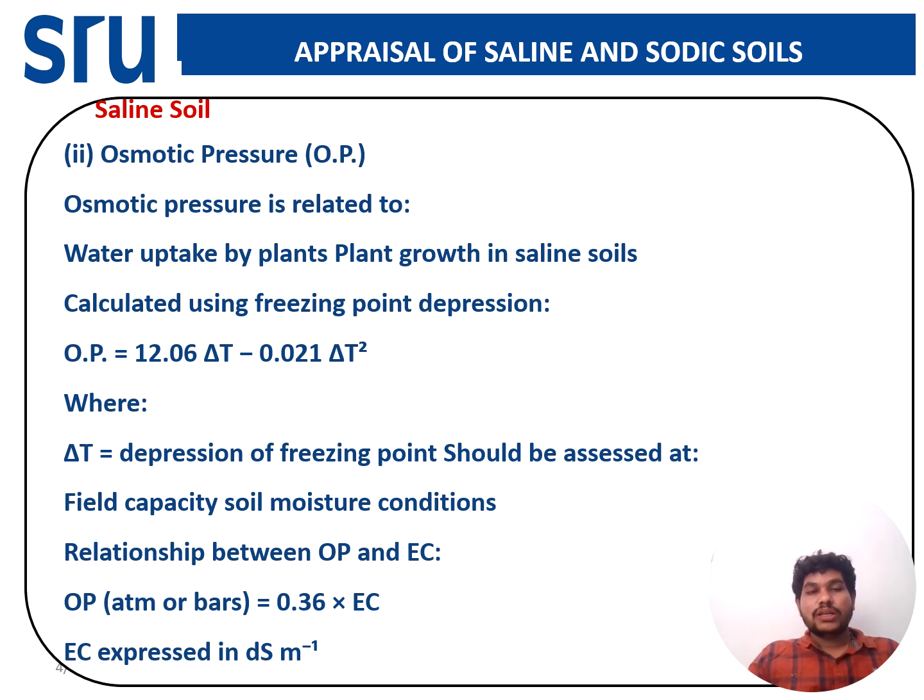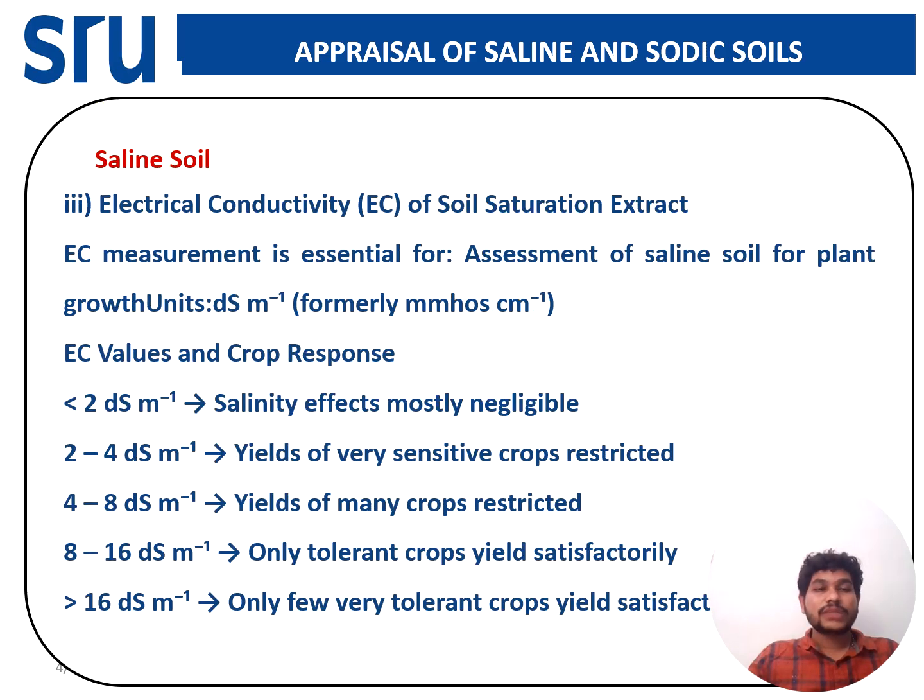OP is also another criterion we will use to characterize saline soil. Then another criterion is the EC of the soil saturated extract. If the EC used for assessment of saline soil is less than 2 dS/m, the soil salinity is mostly negligible. If it is 2 to 4, the yield of very sensitive crops is restricted.